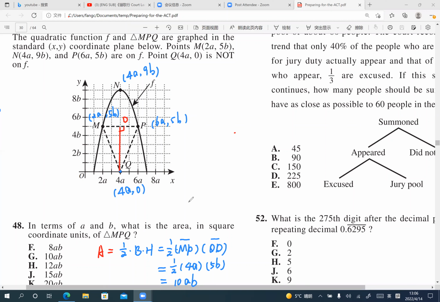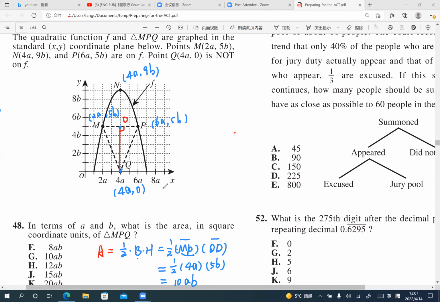I labeled the 4 points M, N, P, Q. I also drew the altitude of triangle MPQ from the vertex Q to the opposite side MP, and the point of intersection is D. According to the formula, the area of triangle MPQ should be equal to 1/2 times the base, which is the length of line segment MP, times the altitude or height, which is equal to the length of QD.